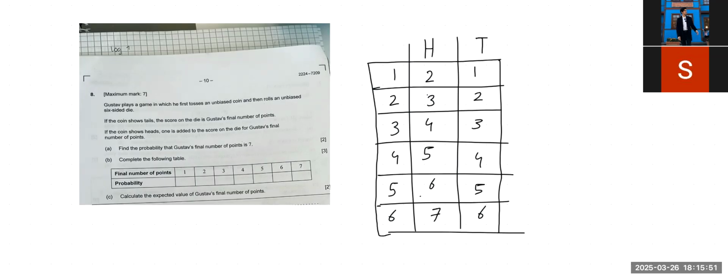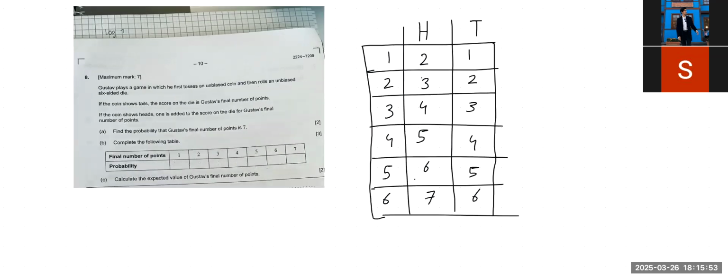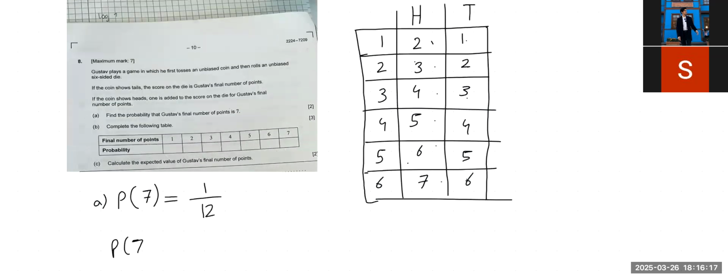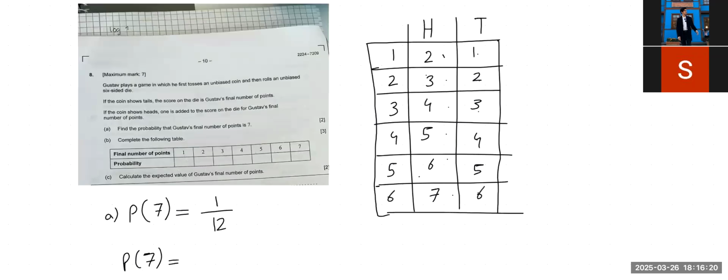That's it. Okay. So the first part says what's the probability that the final score is seven? How many total options do we have here? One, 2, 3, 4, 5, 6, 7, 8, 9, 10, 11, 12. 12 total options. How many of those options end up with a 7? One. So the final answer would be 1 out of 12. That's one way to do it.